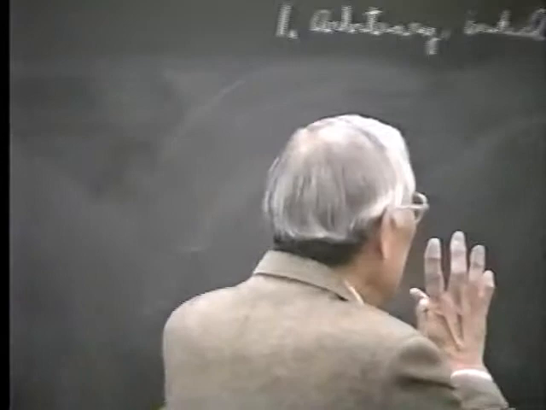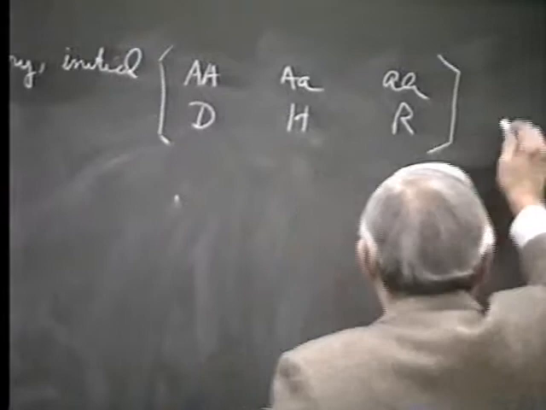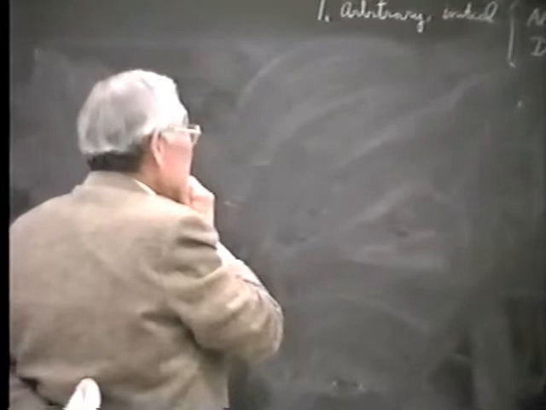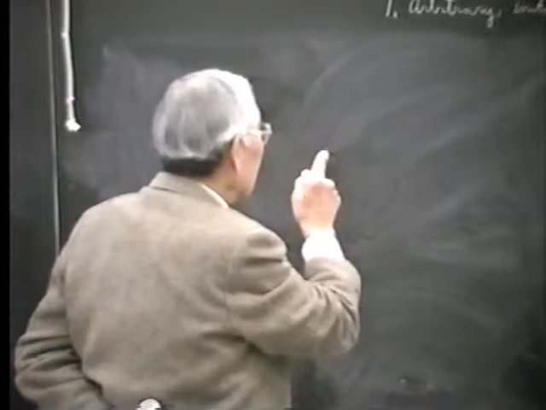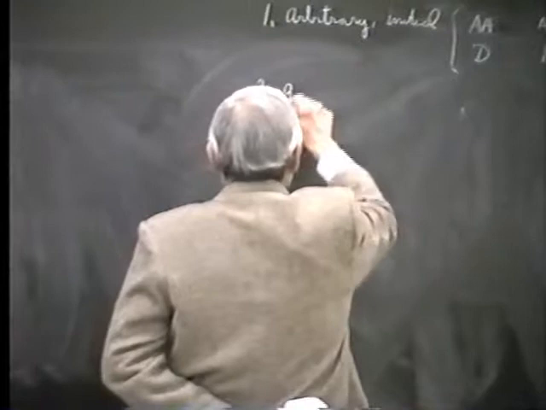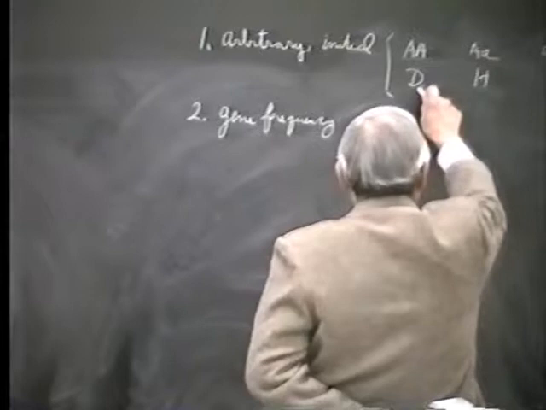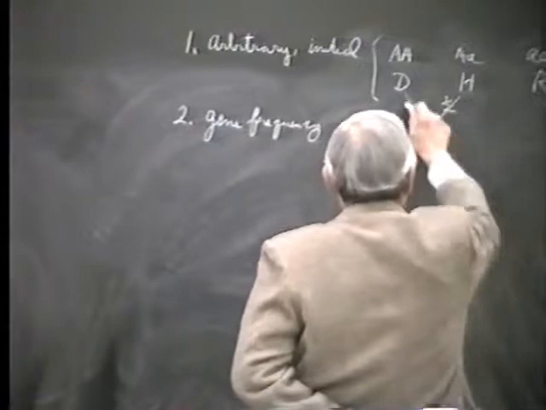This is the first step. Suppose we consider this population, the three numbers add up to 1. We begin with a population like this, entirely arbitrary. The second step is to define a value which we call inference. Inference is D plus 1/2 of the H.